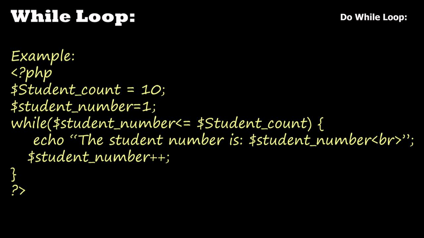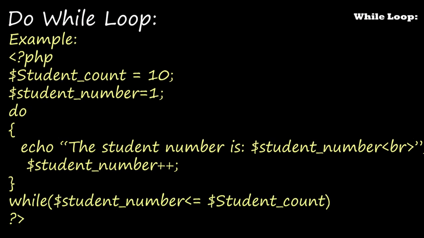In the do while loop, in this example also they have given student count is equal to 10, student number is equal to 1. First it will do; inside there some code is there, so this code will be executed.